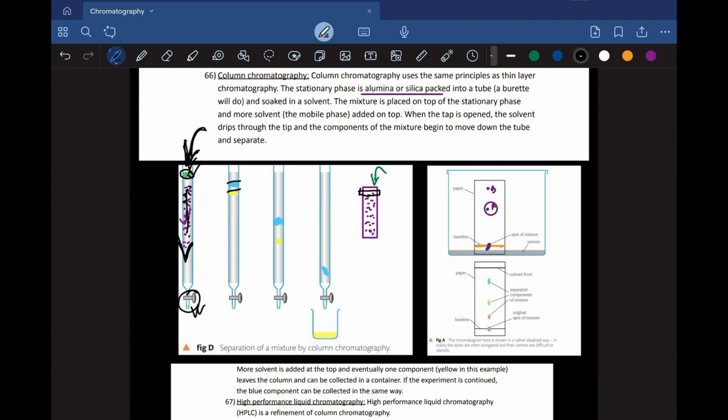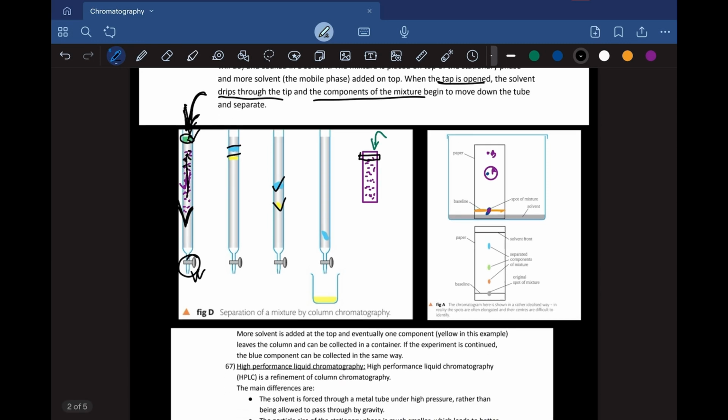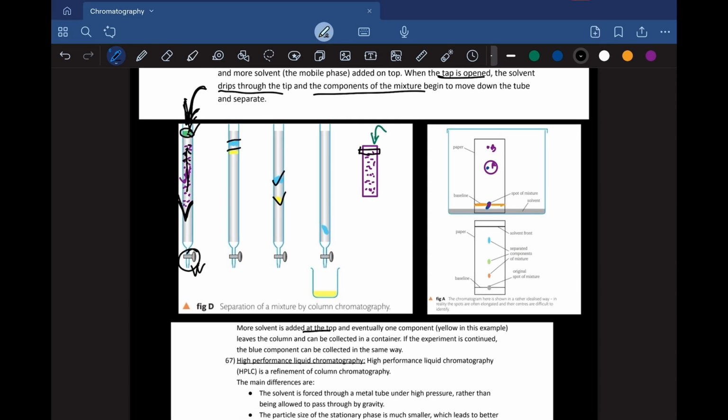So the mixture will get separated from each other. The mixture is broken down into two components, and the components will start falling. When the tap is opened, the solvent drips through the top, and the components of the mixture begin to move down the tube and separate. More solvent is added at the top. When you add more solvent, eventually one component, yellow in this example, falls first, leaves the column, and can be collected in a container. If the experiment is continued, the blue component can be collected in the same way.